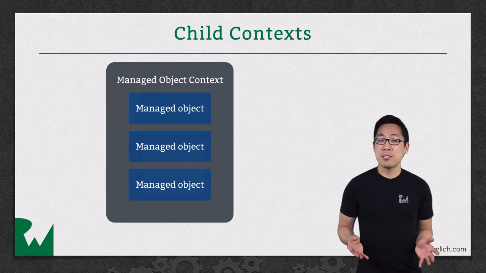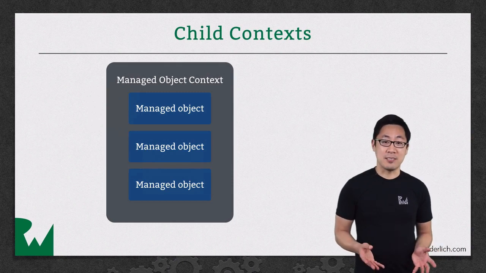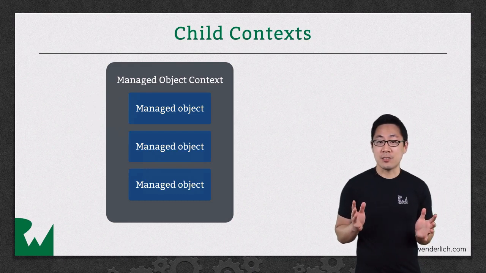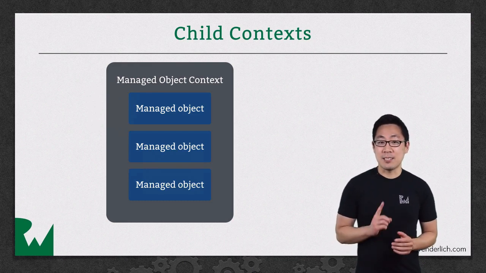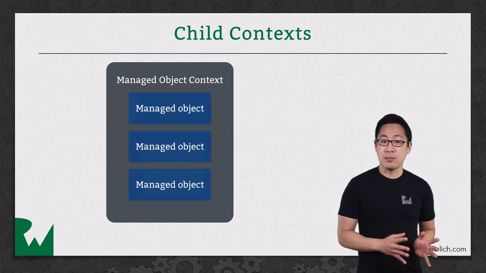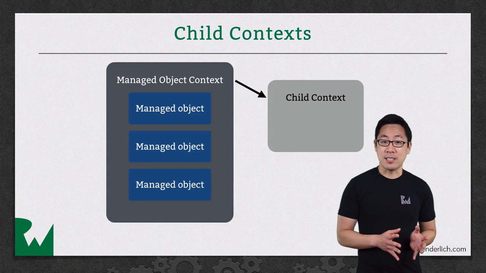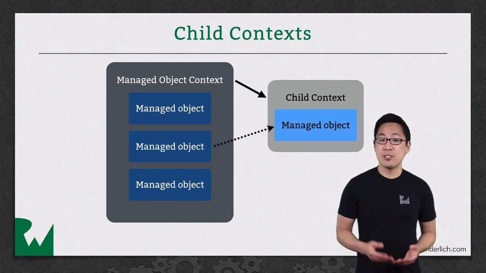Finally, we'll wrap up the series by talking about managed object contexts. Remember, these are the working spaces that hold your managed objects. You've always had one of these at a time, and in the final video of the series, you'll learn about when and why you might want to have a child context on a separate queue in addition to the main context.